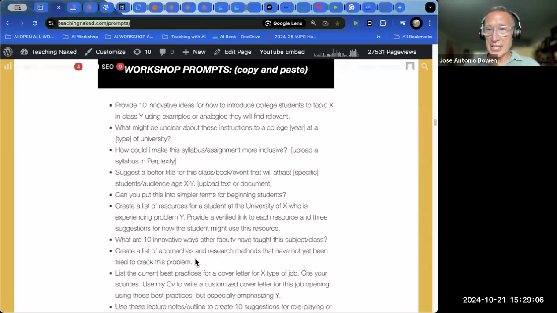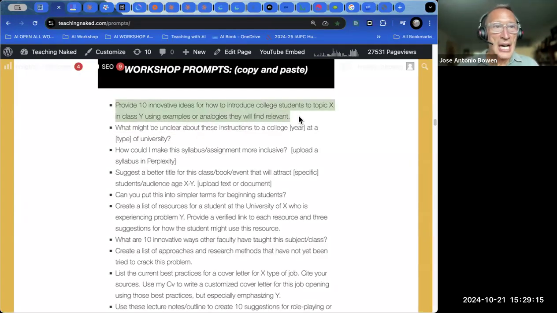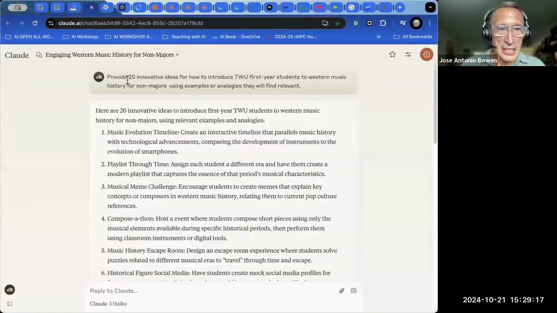So just pick one of these that you like. And then the idea of this page is that you can just copy and paste, right? So I'm just going to copy this, and then I'm going to go here to Claude, and I'm going to paste it in there.